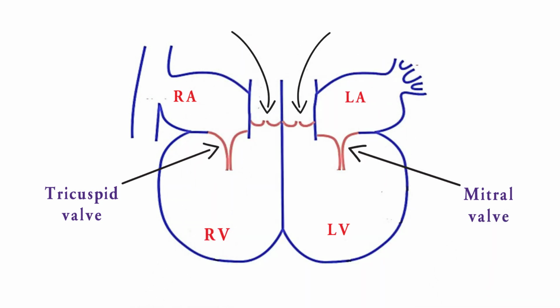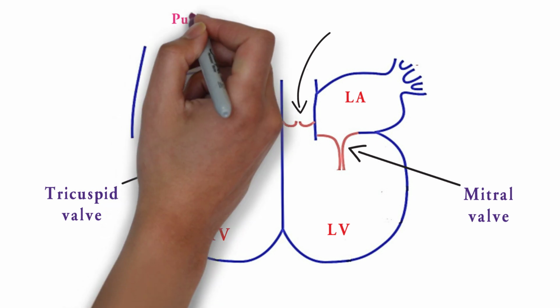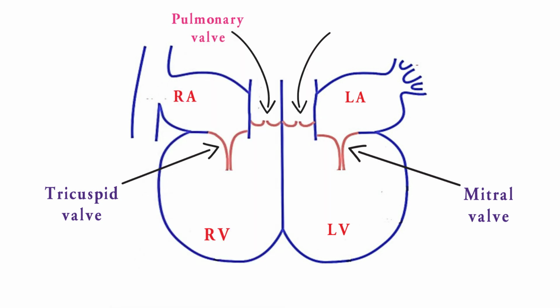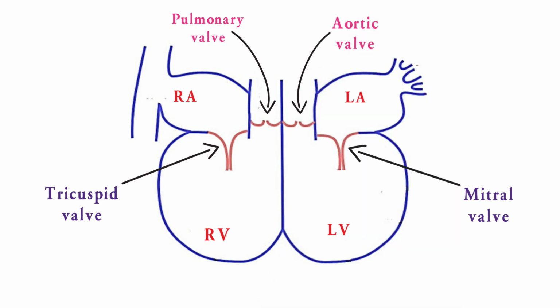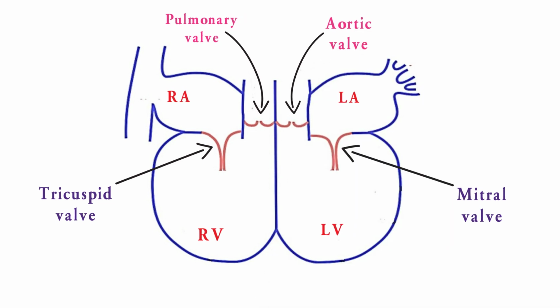Another group, that is, two semilunar valves, to prevent the backflow of blood into the ventricle. They are the pulmonary valve, located at the opening between the right ventricle and the pulmonary trunk, and the aortic valve, located at the opening between the left ventricle and the aorta.